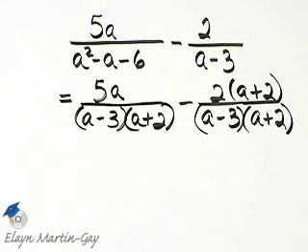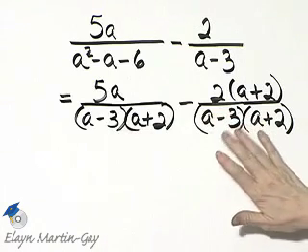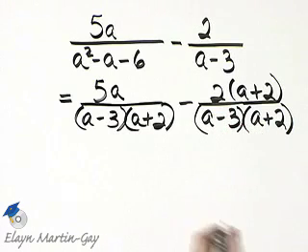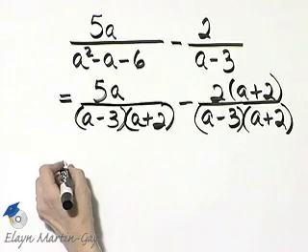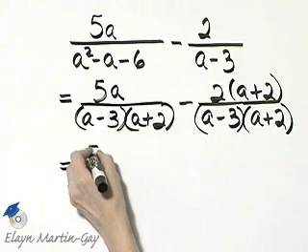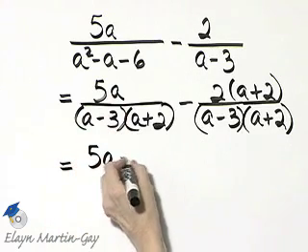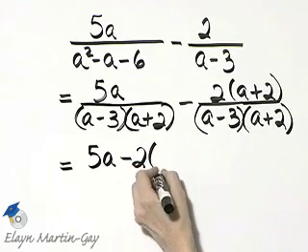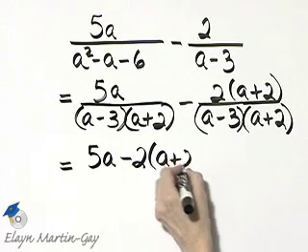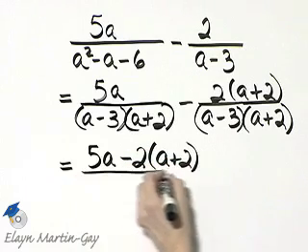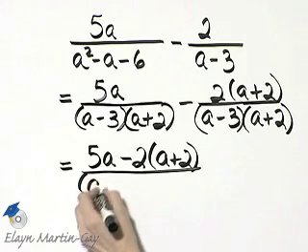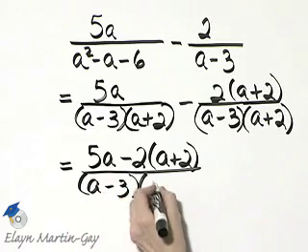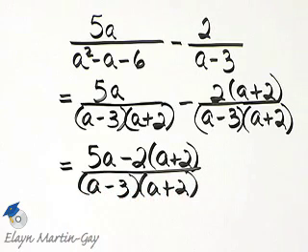Now look what I've accomplished. The denominators are now the same. Now that they're the same, I have the right to say numerator 5a minus numerator 2 times a plus 2 all over a common denominator, a minus 3 times a plus 2.